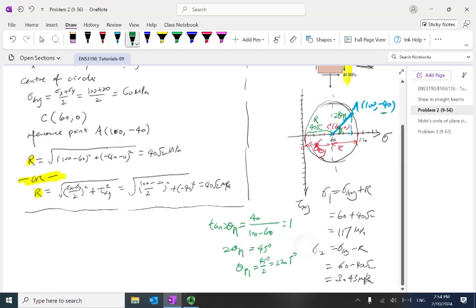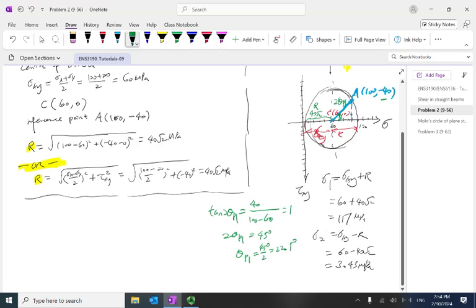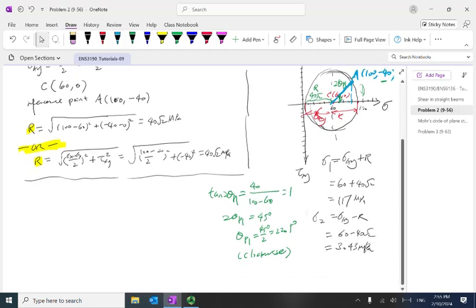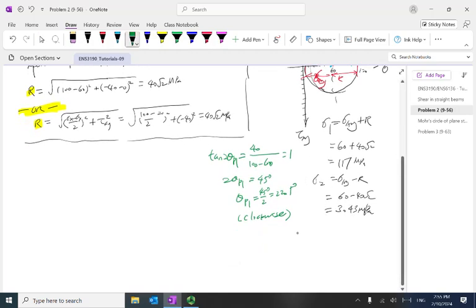So this is here, come to here. So this is clockwise. Clear? Because this one is positive, this one is negative. That's why it's clockwise. Clear? So now we can draw this one. You see, this one is something like this. Okay?